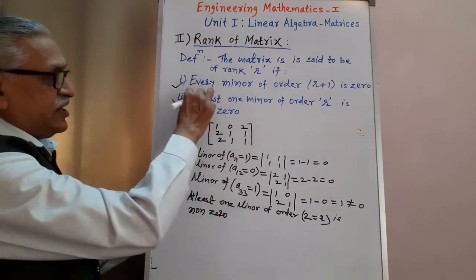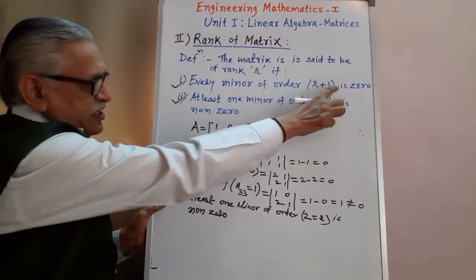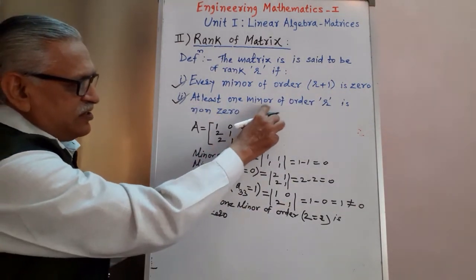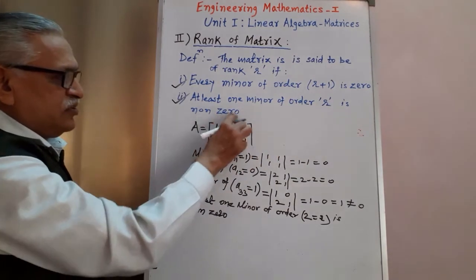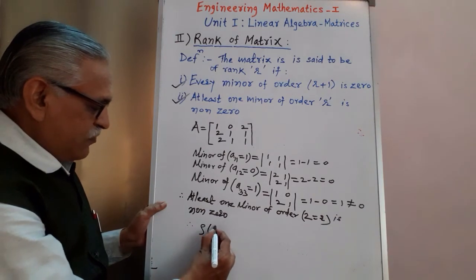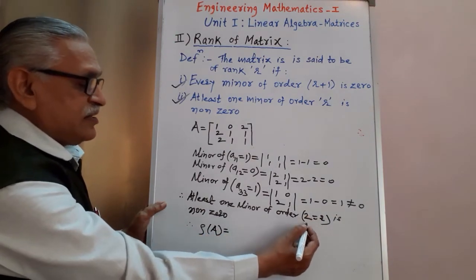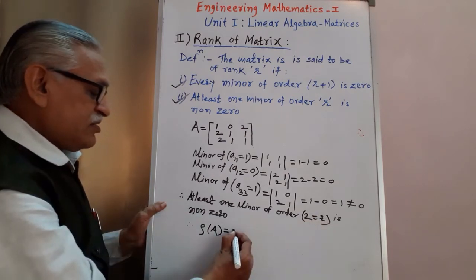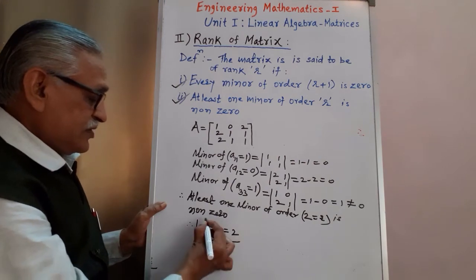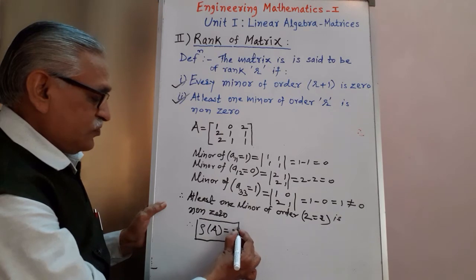Okay, both the conditions are satisfied. Every minor of order 3 vanishes, and at least one minor of order 2 is non-zero, and therefore as per the definition, the rank of A is the order of that non-zero minor, and that order is here 2. Therefore, the rank of the matrix with the help of the definition is 2.